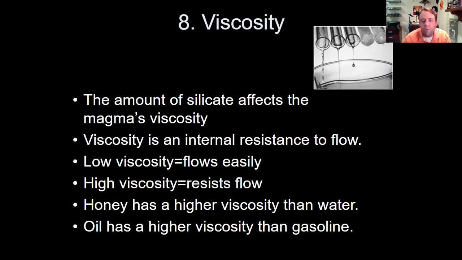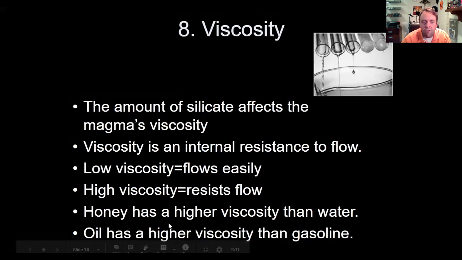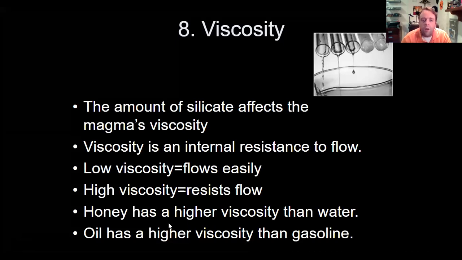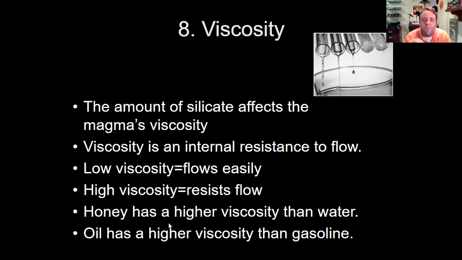So I've said this word a few times. Viscosity is just a measure of internal resistance to flow. So the amount of silicate affects the magma's viscosity. Low silicate, low viscosity, flows easily, basaltic magma. High silicate, high viscosity, very sticky, builds pressure, andesitic and especially rhyolitic magma.